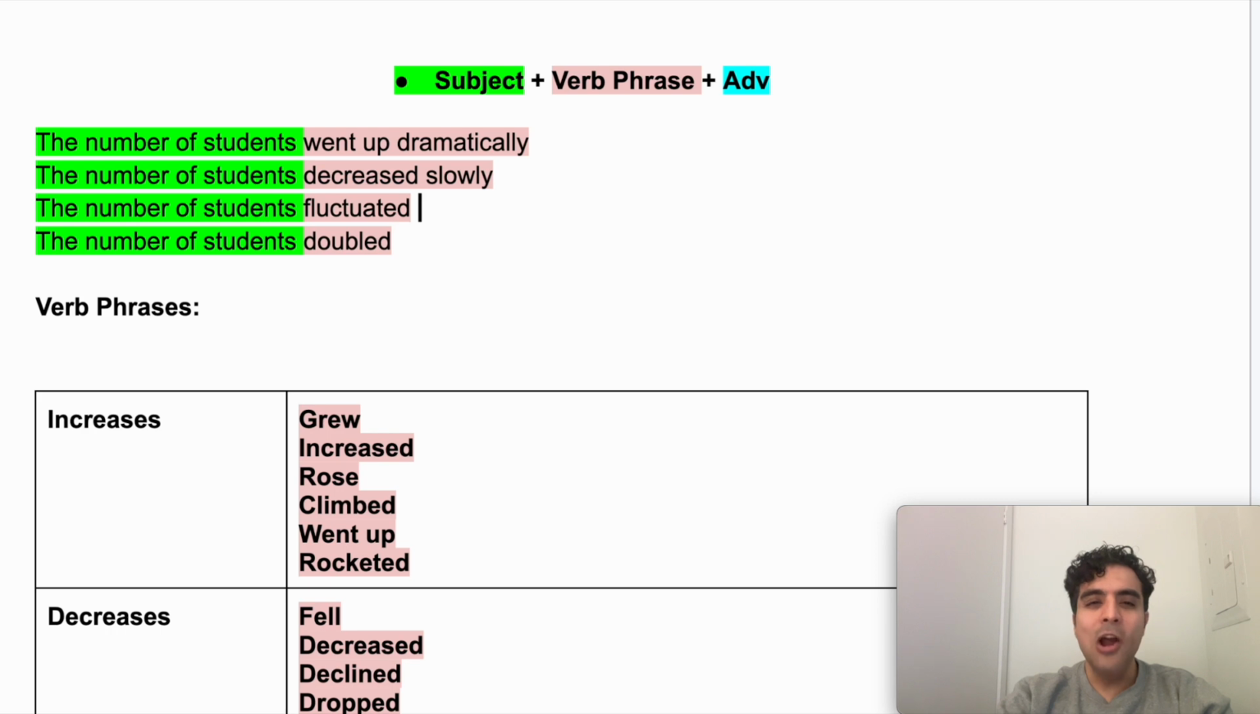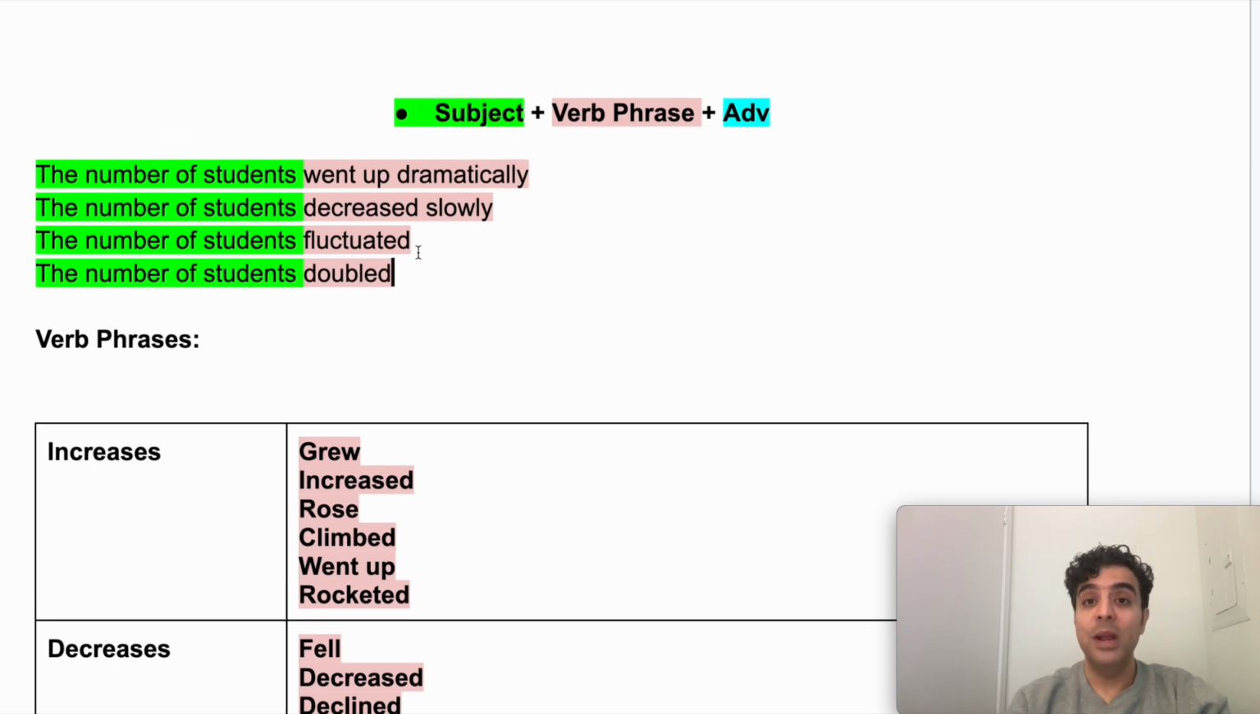No, try not to use adverbs with fluctuated. If it's fluctuated, don't say fluctuated slowly or fluctuated rapidly. It doesn't make a lot of sense. Keep it simple. Also true for doubled. You don't double dramatically. It doubles, right? So no additional adverbs for fluctuation and proportional changes.